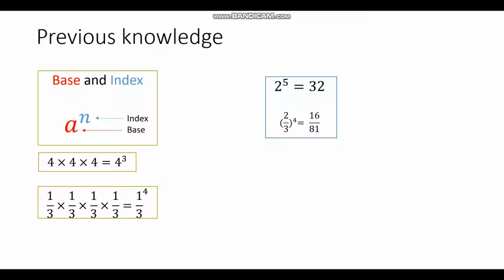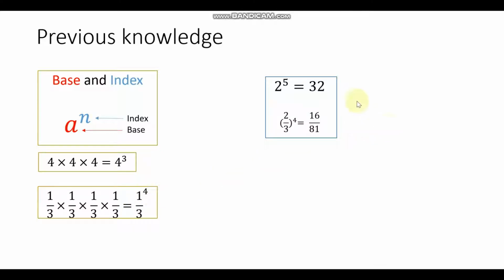For the previous knowledge, we have learned about base and index. For example, 4 to the power of 3 means that we multiply 4 three times. Next, 1 over 3 to the power of 4 means that we multiply 1 over 3 four times.